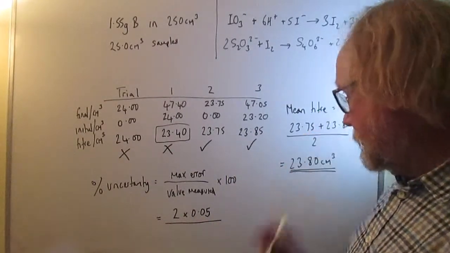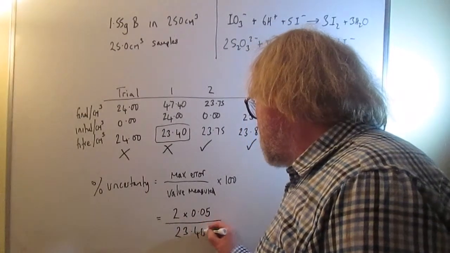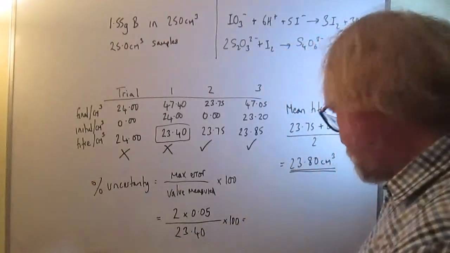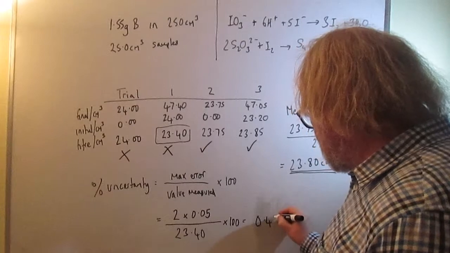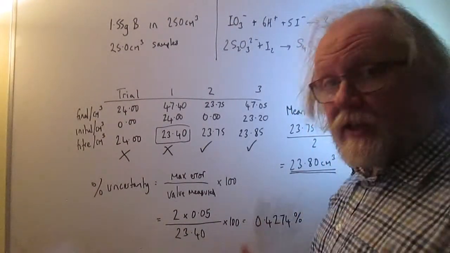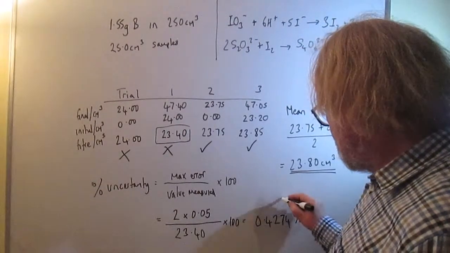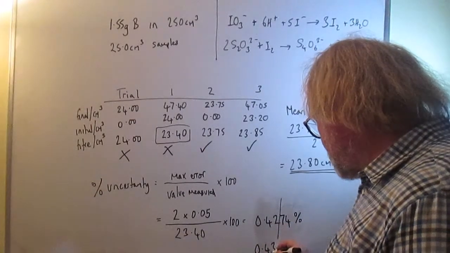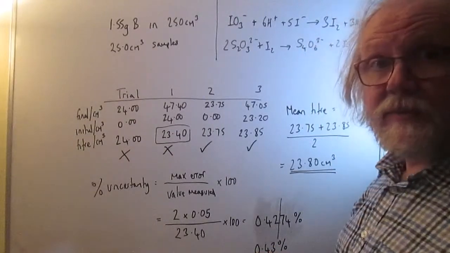So 2 times 0.05 divided by 23.40 times 100. So if we compute that on the calculator, it comes to 0.4274%. But you've got to read the question carefully. It says it wants it to 2 decimal places. So that means we've got to round there. So that's 0.43% to 2 decimal places will be the answer.